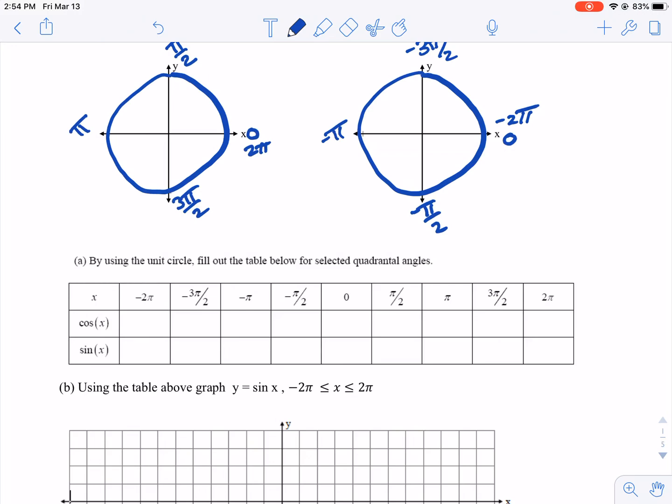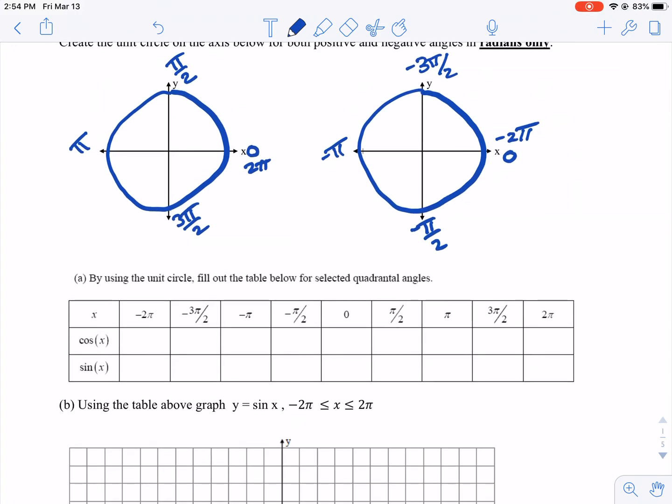Alright, so cosine. I like to start at 0 and do the positives first. So we're going to start here. Cosine of 0 radians is the same as cosine of 0 degrees, and on the unit circle that would be a 1. And then if I move up to the 90, which is pi halves, cosine is 0. Cosine of pi, which is 180, is negative 1. Cosine of 270, which is 3 pi halves, is 0. And cosine back at 360, which is 2 pi, is 1.